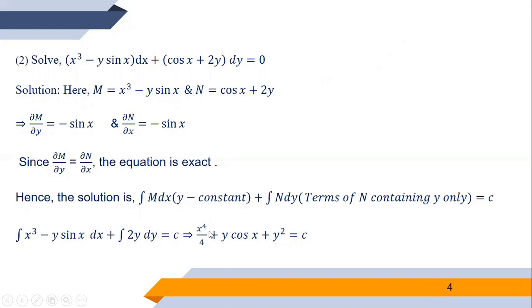x cube integration is x raised to 4 by 4. Sin x integration is minus cos x. So y plus cos x, y into cos x. 2y integration with respect to y is y square, equal to c. This is the required solution.